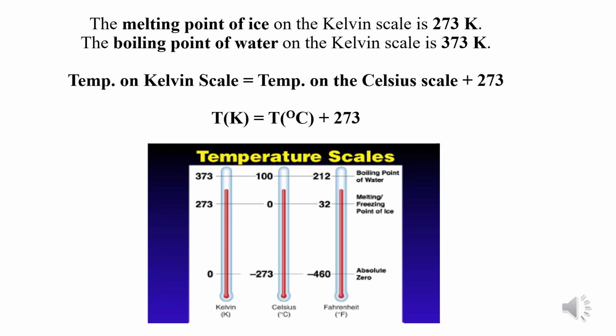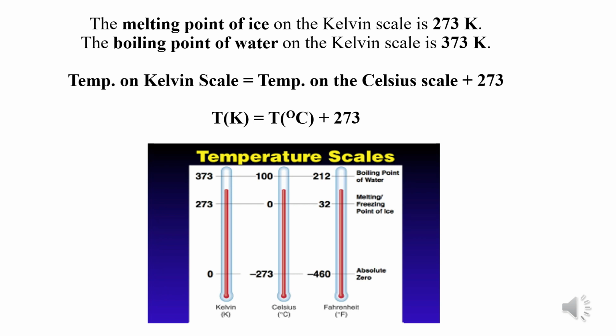The melting point of ice on the Kelvin scale is 273 Kelvin, and boiling point of water on the Kelvin scale is 373 Kelvin. Children, please note that we never use a degree sign to write the temperature of Kelvin scale. The symbol for Kelvin scale is only capital K.